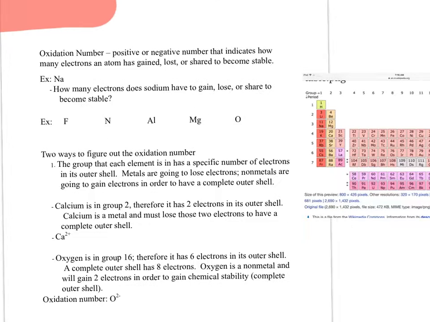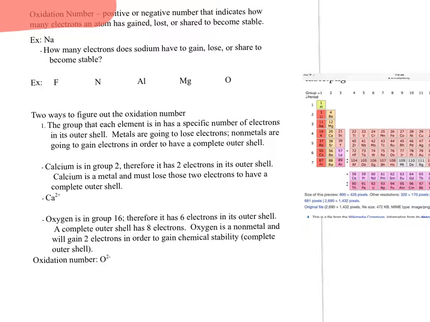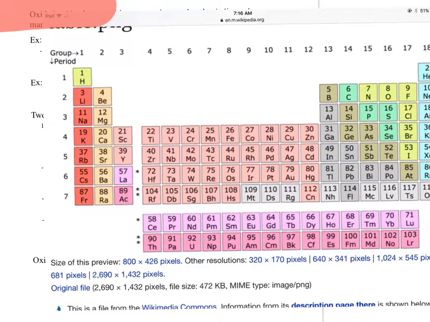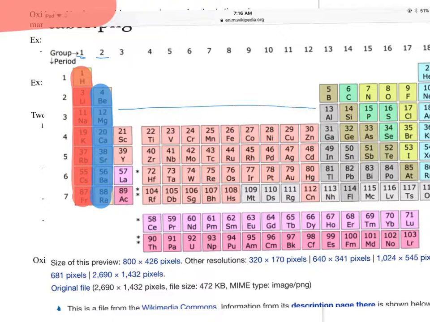Before we write out some of these examples, there's a couple ways to figure out the oxidation number. You should know what group it's in. The group will tell you how many it has in the outer shell. We've already talked about this. All the elements in group 1 have 1 in their outer shell, all the elements in group 2 have 2 in their outer shell, and then we skipped this dip, we're not going to count this. And then these all have 3, 4, 5, 6, 7, and 8, except helium.